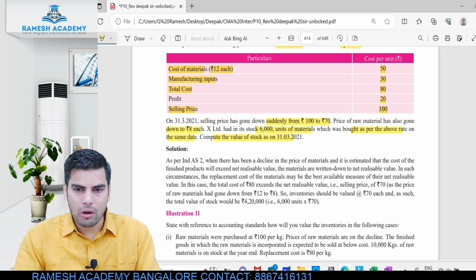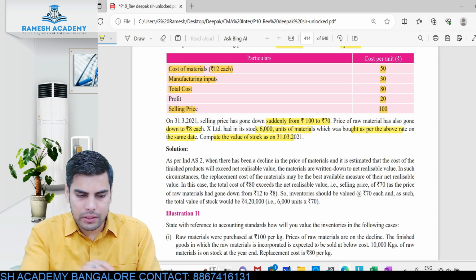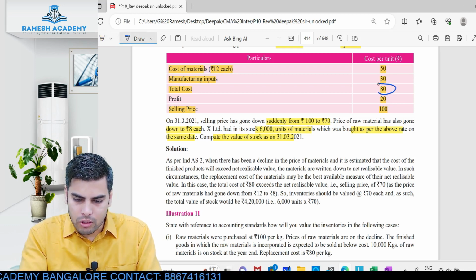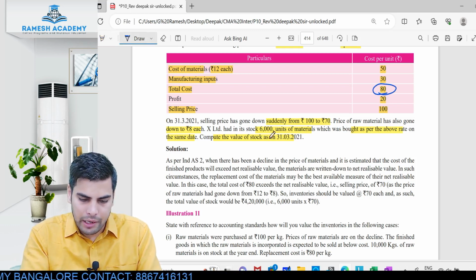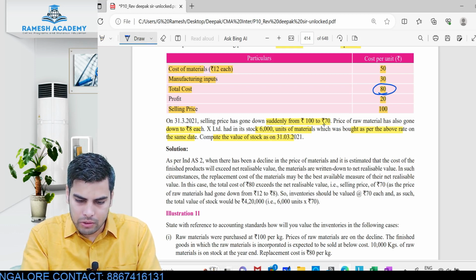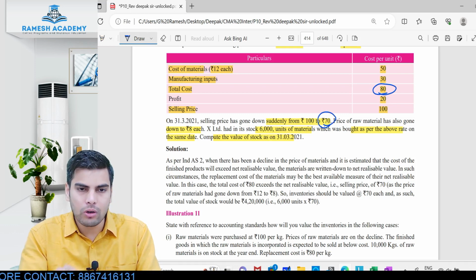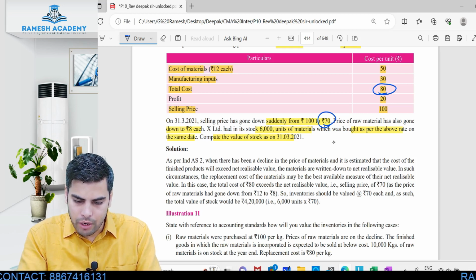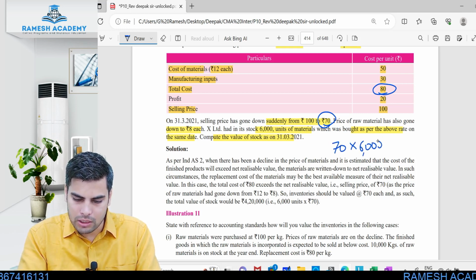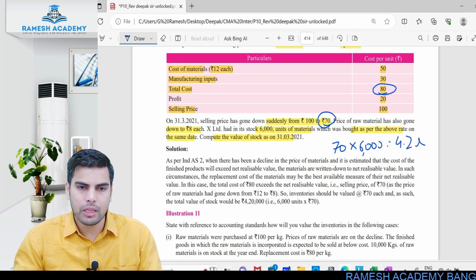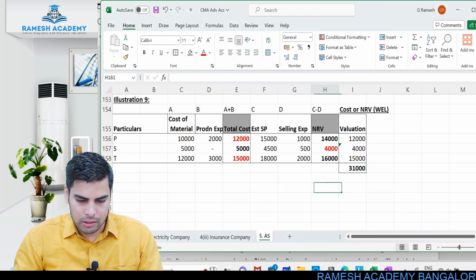Now, how much is the cost per unit? Will you be considering the profit? No. So for you, the cost is just 80 rupees, and net realizable value has gone down to 70 rupees. 80 or 70, whichever is less. So inventory will be valued at 70 rupees. How many units? 6,000 units. So 6,000 into 70, this would be how much? 4.2 lakh. This would be the value of inventory. I'll just write this.